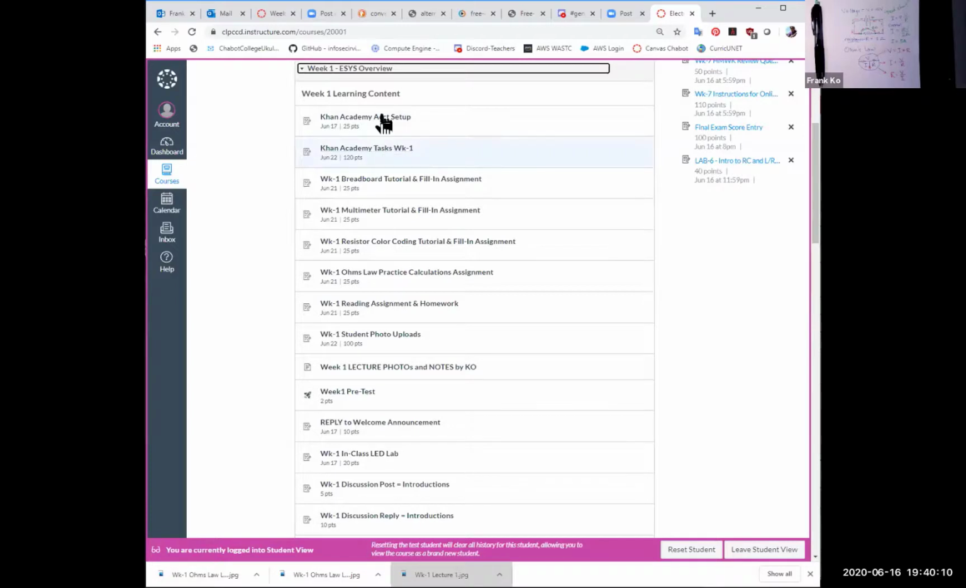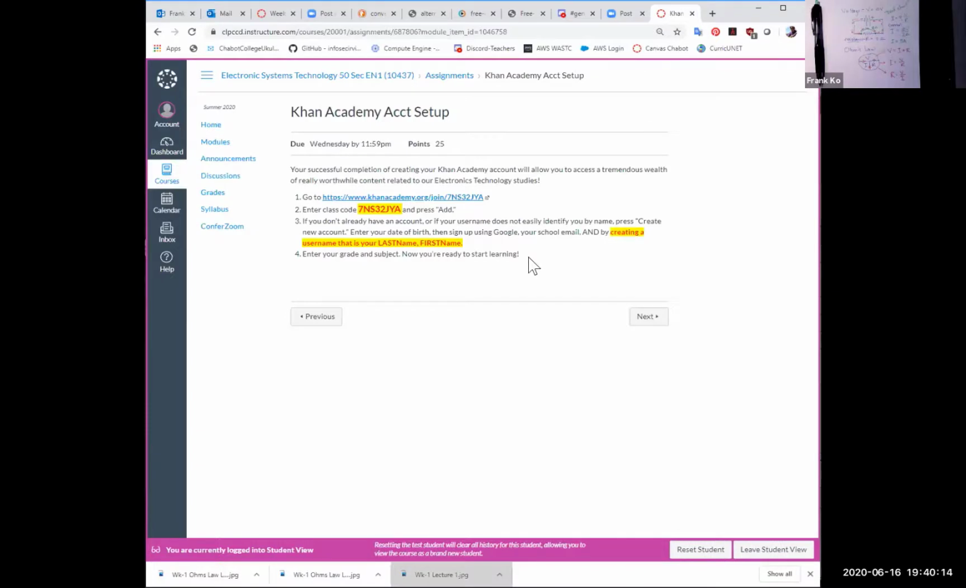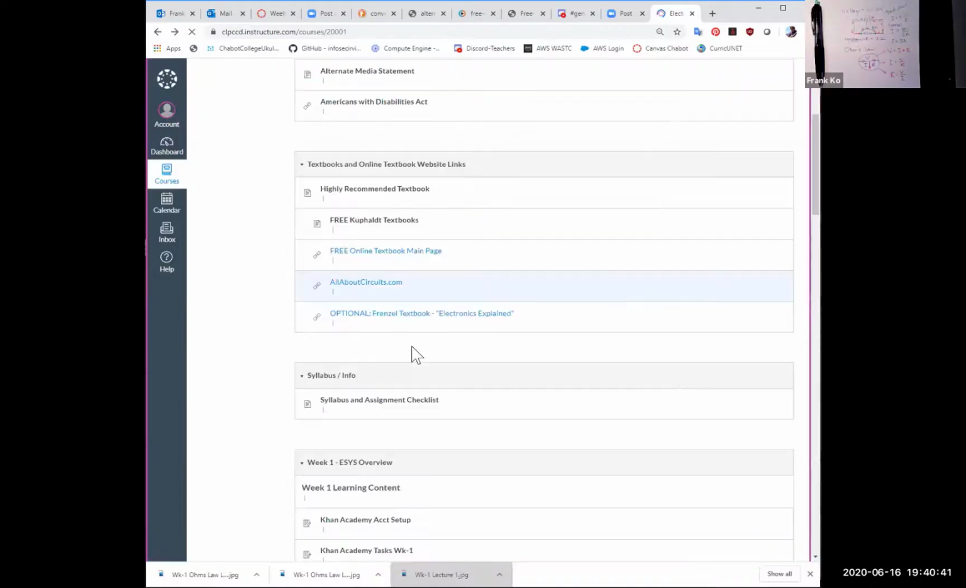So the Khan Academy setup, since not everybody has done so, this information is exactly the same as was in your syllabus. You click this link, you use this particular class code, you hit add, and if you read this carefully, you create a username that is last name, comma, first name. That way it helps me recognize you. The completion of creating your account is 25 points. Then we have specific tasks.